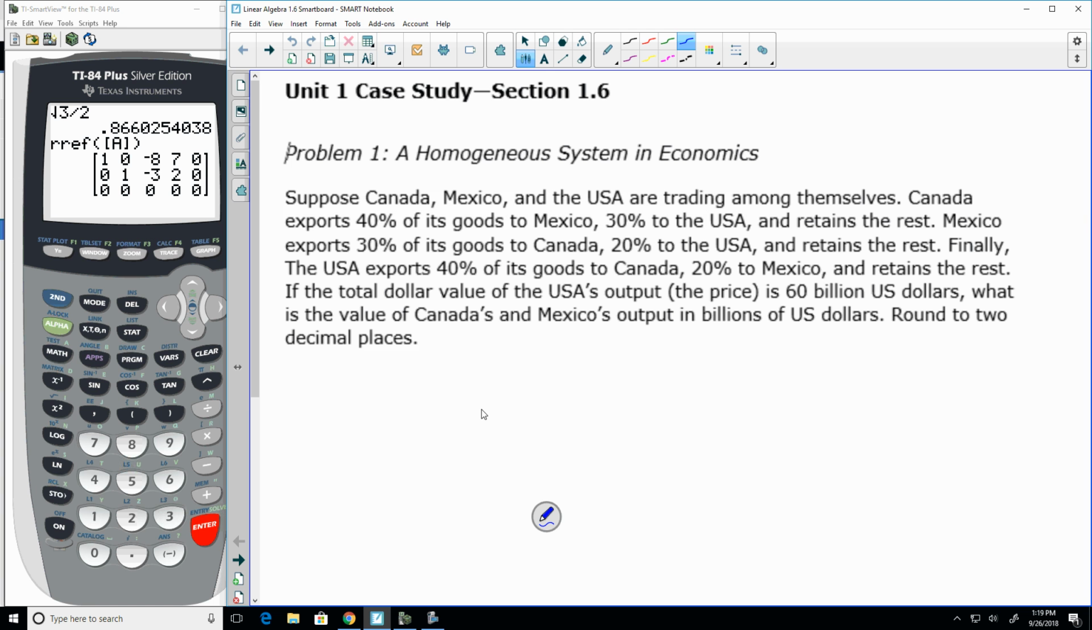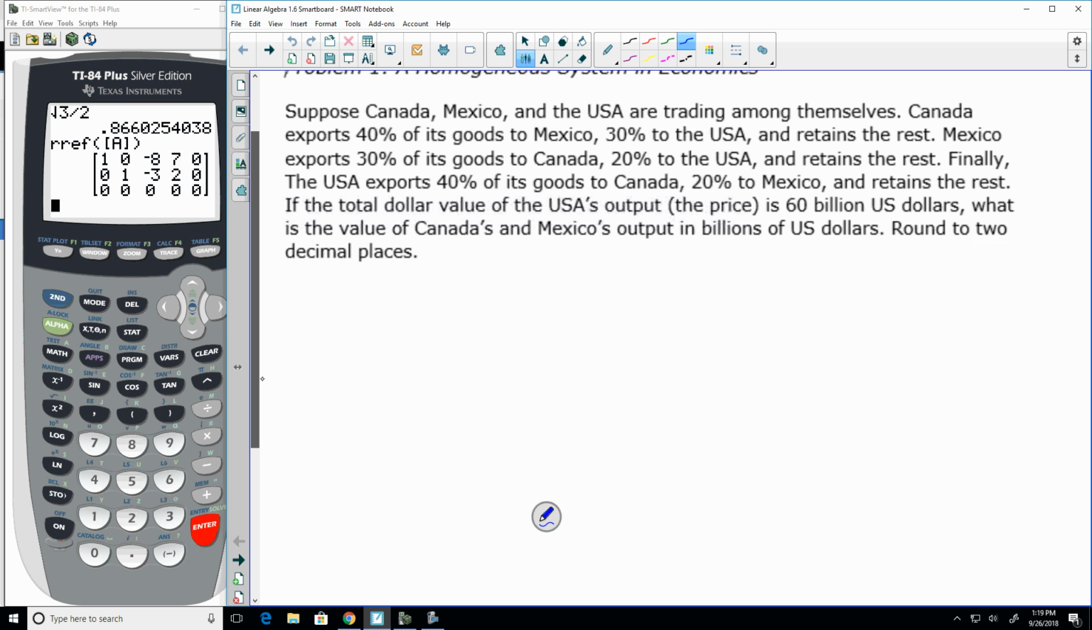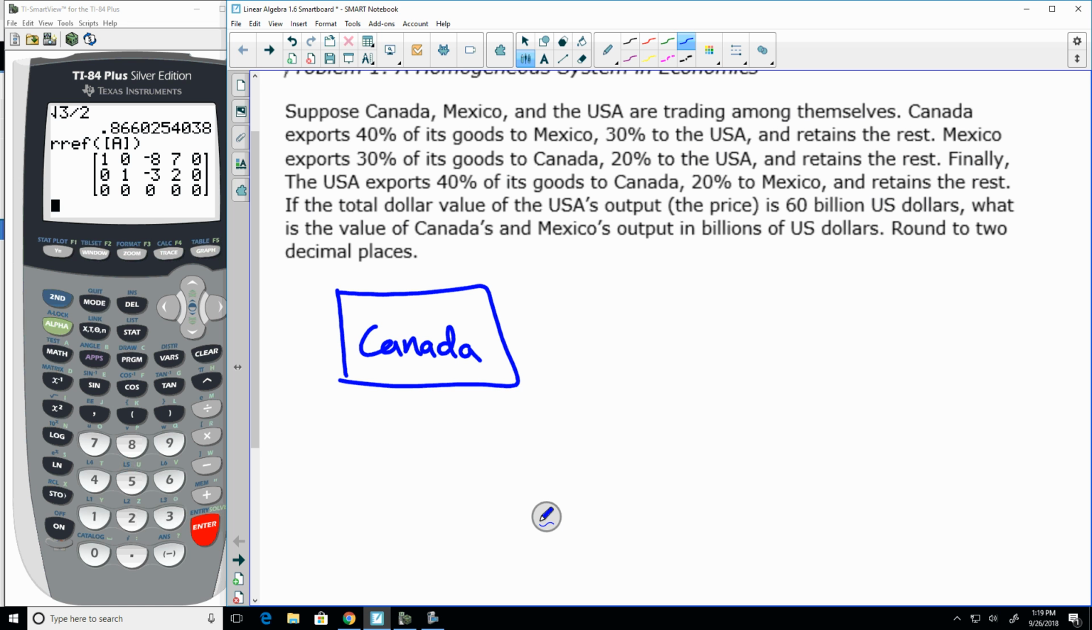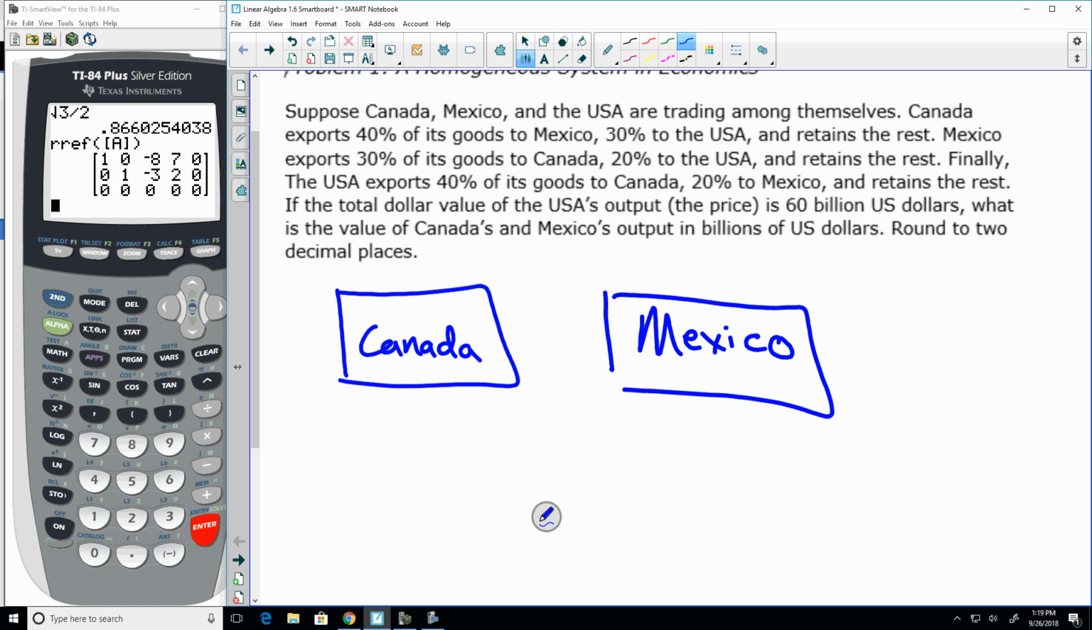Okay, so I think it makes sense to draw a diagram. From the diagram, we're going to make a table. With the table, we're going to come up with equations, and with the equations, we'll make a matrix. They may not be exactly these. So we have Canada, Mexico, and the U.S.